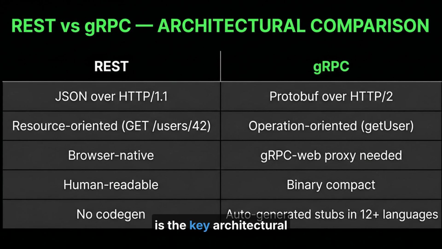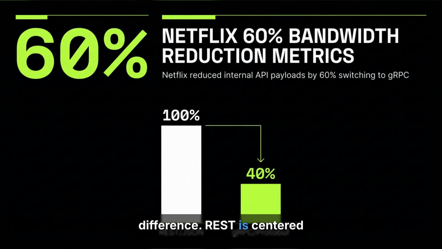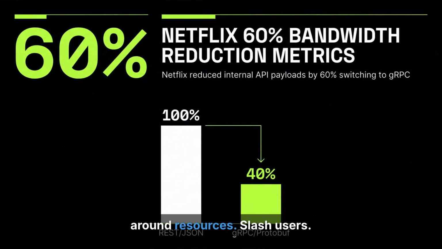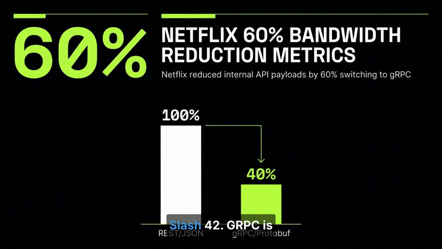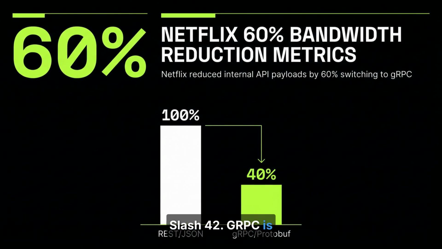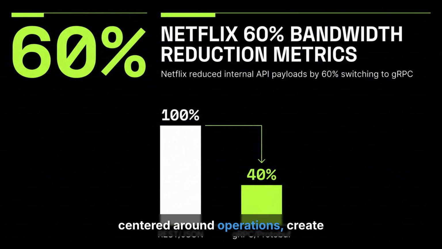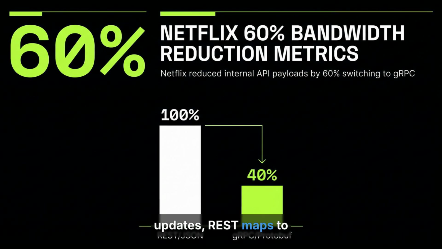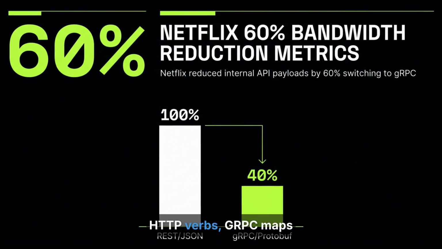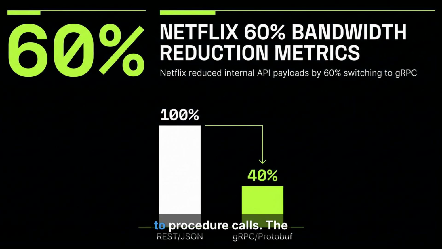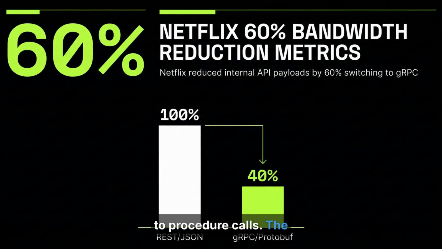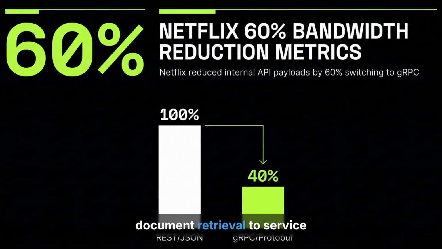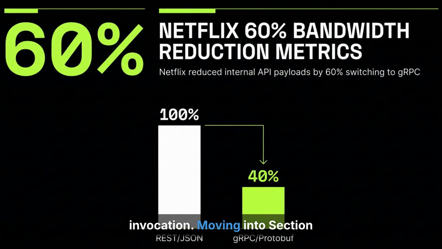Here is the key architectural difference. REST is centered around resources, /users/42. gRPC is centered around operations: create user, get user, stream updates. REST maps to HTTP verbs, gRPC maps to procedure calls. The mental model shifts from document retrieval to service invocation.